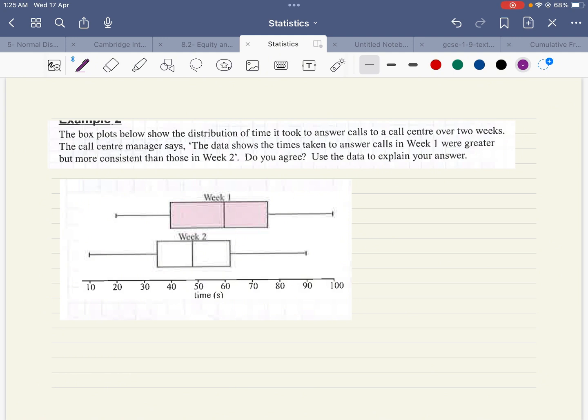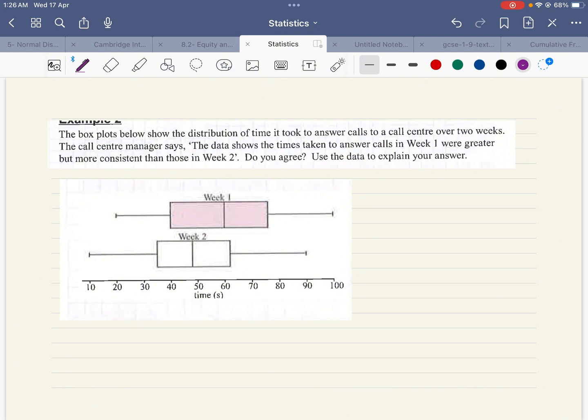The box plot below shows a distribution of the time it took to answer the calls. The data shows time taken to answer calls in week 1 were greater but more consistent. Do you agree? More consistent means the spread is less. More consistent means the calls have been answered in less time.